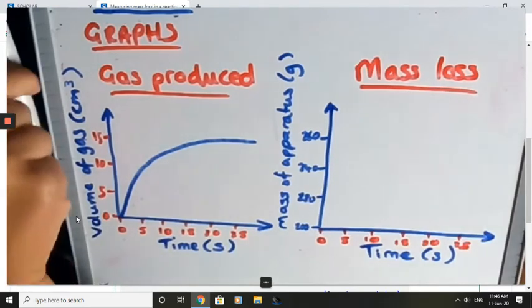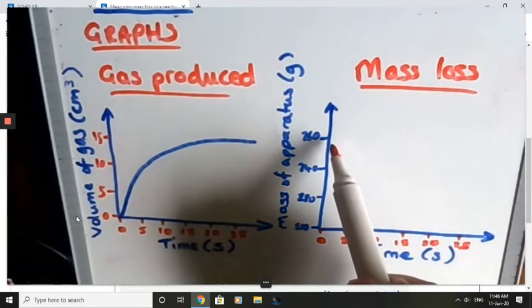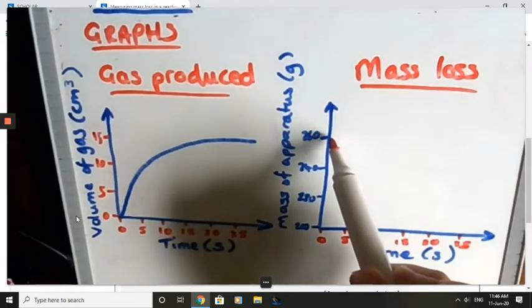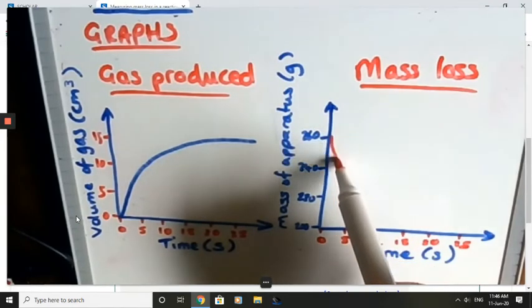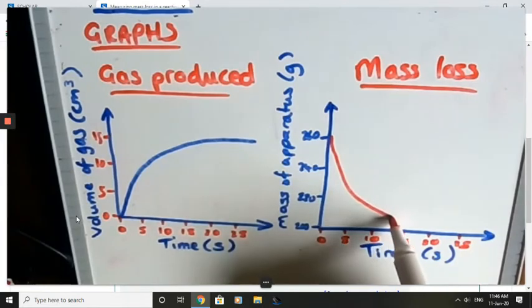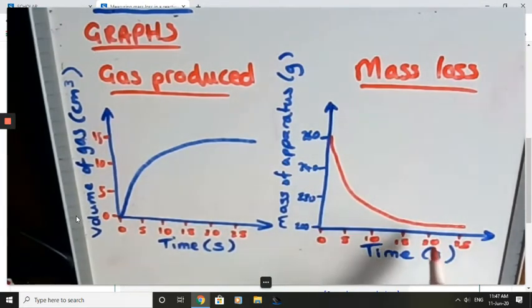It's a kind of similar shape, but almost like the opposite. When we are measuring mass loss, we're going to start with quite a high mass, because we're just measuring the total mass of our apparatus. That'll just depend on what our equipment is. And the mass is going to drop quite steeply, quite quickly in the first few seconds, but then that drop is going to level off. And then at a certain point, the line will flatten out, and that tells us that the reaction is finished.